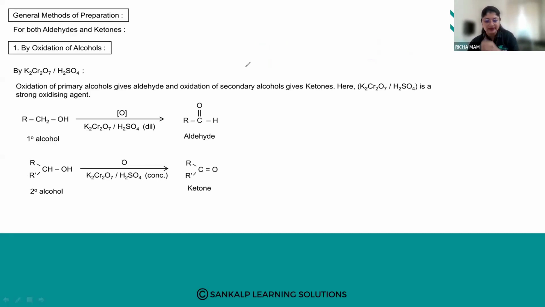Then let's start with the general methods of preparation. Which methods of preparation have we discussed? The first one was by controlled oxidation of alcohols. We have seen the oxidizing agent used: K2Cr2O7 and H2SO4, that is potassium dichromate and sulfuric acid. If you take a primary alcohol and treat it with K2Cr2O7 in the presence of dilute H2SO4, the condition is that you have to take dilute sulfuric acid.